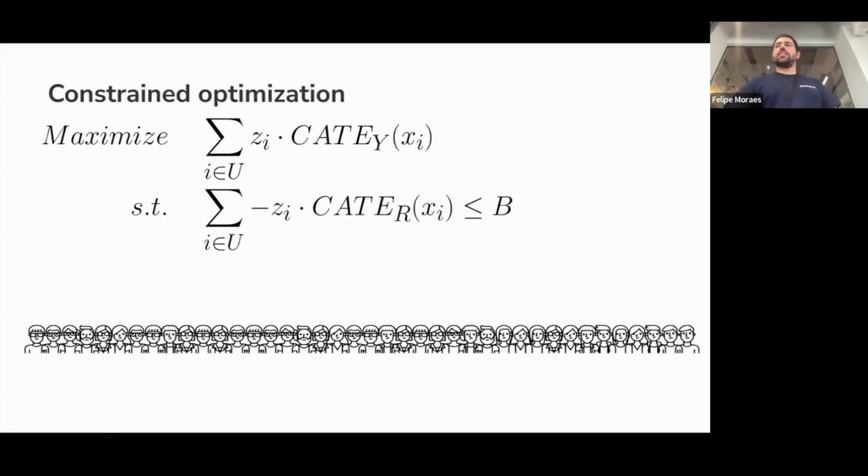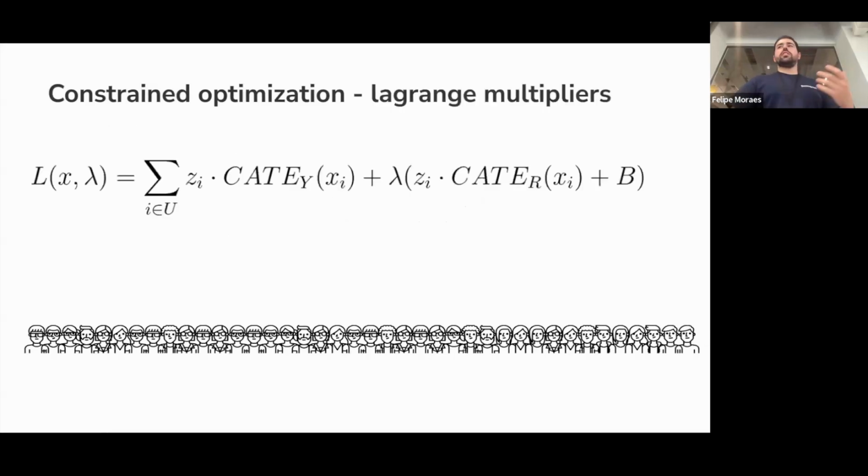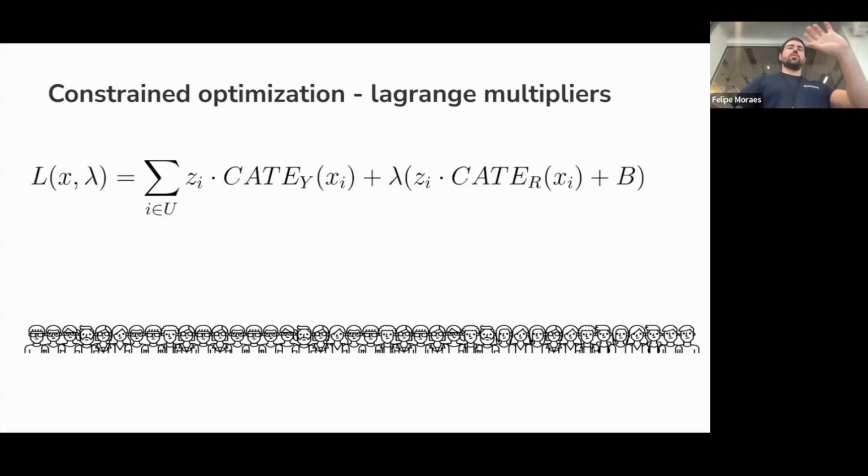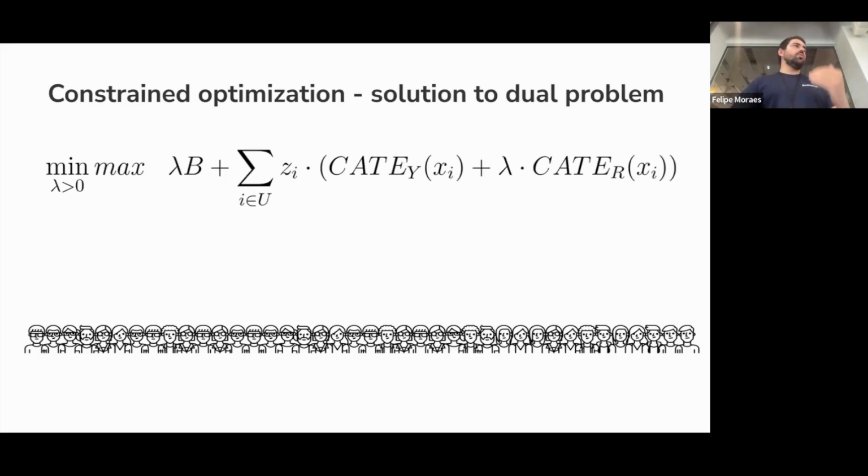But I just want to say that if you just want to maximize a constrained optimization problem, the general way to do it is just using Lagrange multipliers. So you just bring them up and you solve this unconstrained problem. The previous problem is called the primal problem, and the second problem is the dual problem.